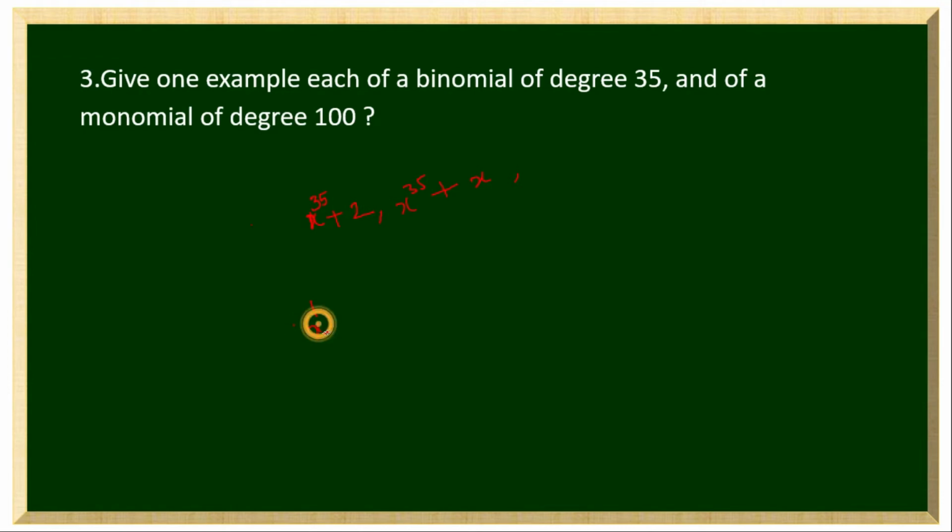Monomial means x is a monomial with a degree 100 we can take. Or y is a monomial with a degree 100. Or t is a monomial with a degree 100. We can take in this way many monomials. Right? Clear? Right. Next.